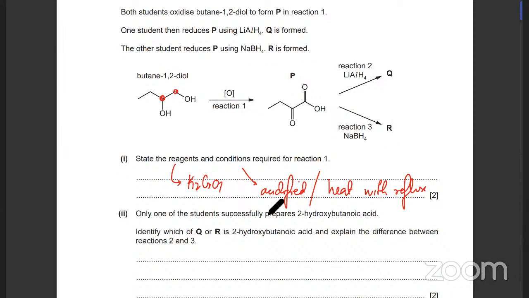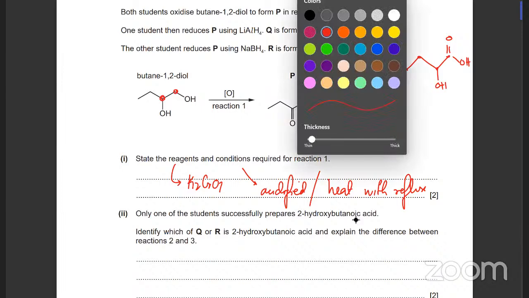As the next part, only one of the students successfully prepares 2-hydroxybutanoic acid. So which one will prepare 2-hydroxybutanoic acid? What is butanoic acid? That's 1, 2, 3, 4. That's but. What is butanoic acid? That's C double bond O, OH. And what is 2-hydroxy? On the second carbon, there is an OH, right? So that is 2-hydroxybutanoic acid.